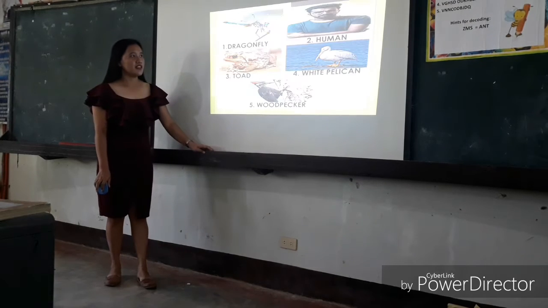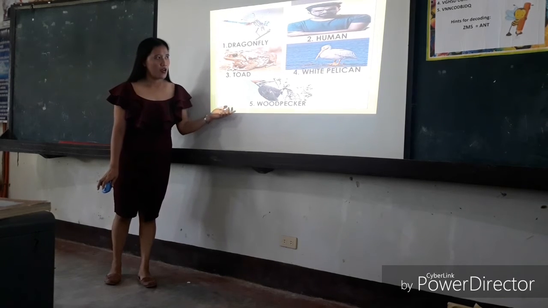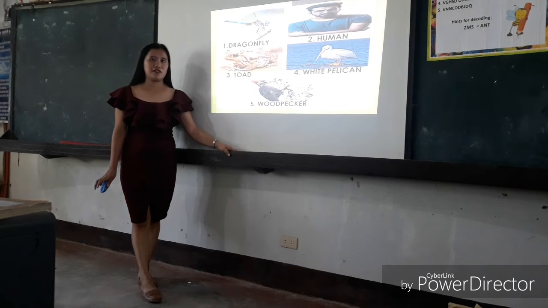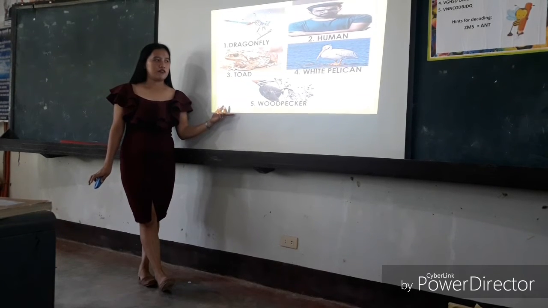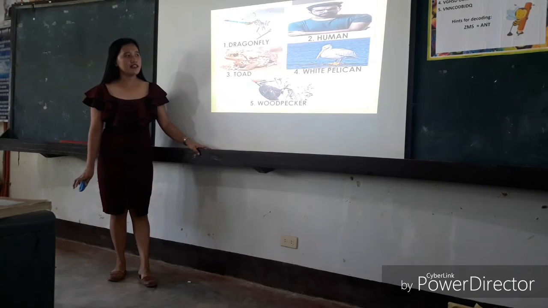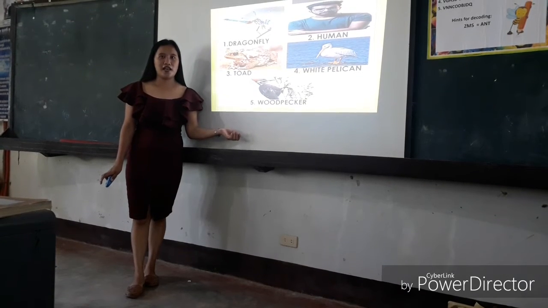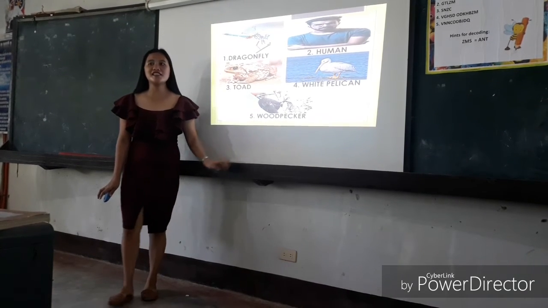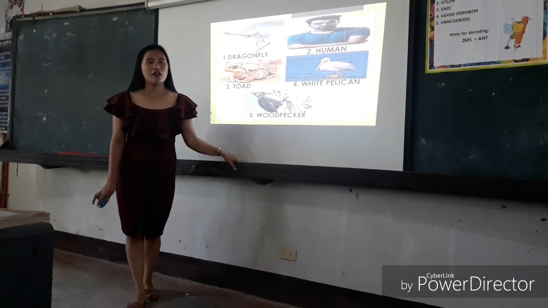Try to examine this picture, class. What do you think are the animals that are closely related to each other? Very good, the white pelican and the woodpecker. Why are they closely related? They are both birds. They have wings and feathers. Scientists classify each living organism based on their common characteristics.